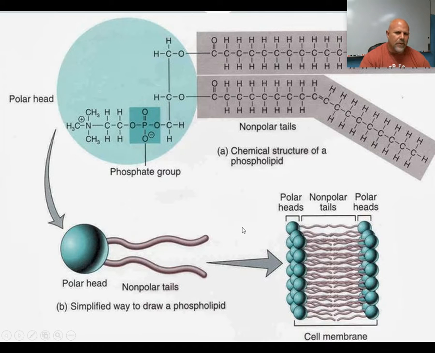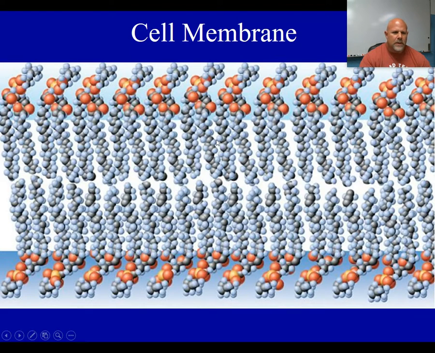Because there's water both outside and inside the cell, the cell membrane forms a bilayer. So that bilayer looks like this. All your fatty acids from the phospholipids are in the middle, and the polar heads from the phospholipids are on the outside and the inside of the bilayer.